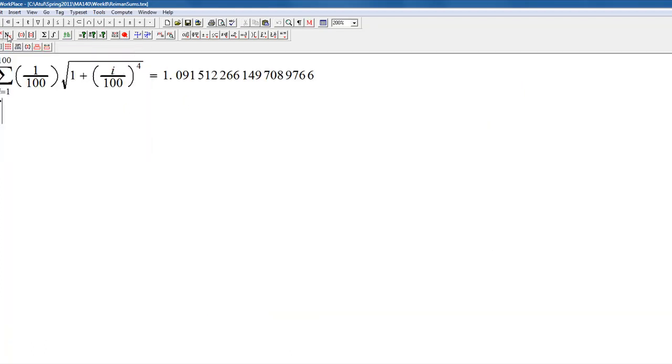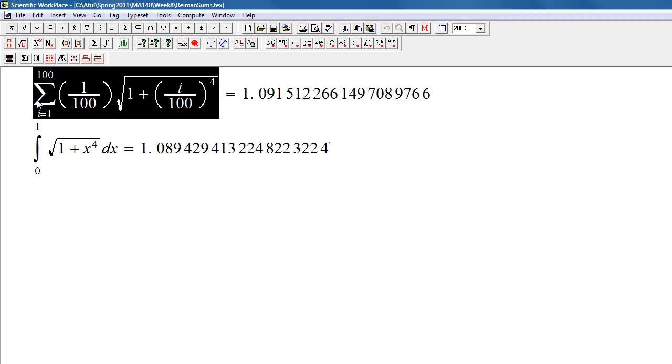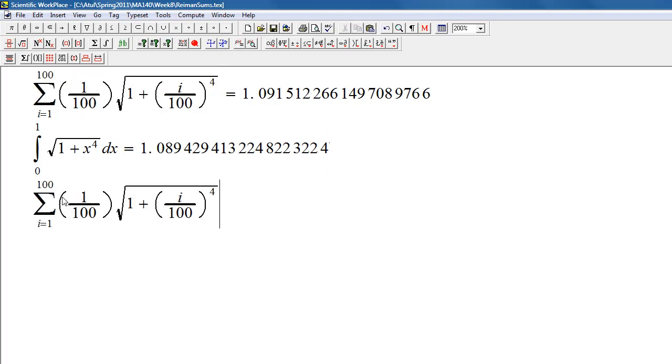That is, this by definition should be approximately the definite integral from 0 to 1 of 1 plus x to the power 4 dx. And let's see how good an approximation we have gotten by taking 100 rectangles. Well, that's not too bad. If we had taken more, then it would have been better.